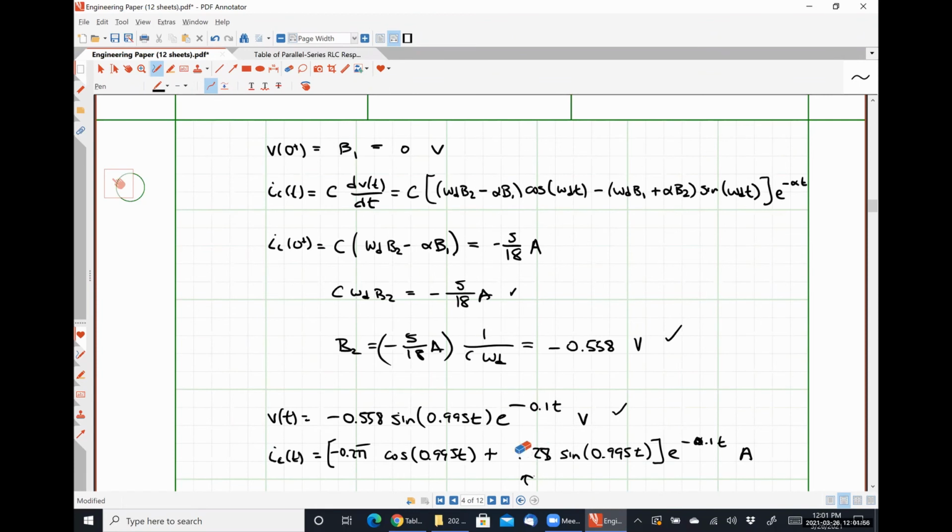Let me double check this answer here real quick. 1/2 times negative 0.1, because it's negative alpha times B2, which I have stored as x. All right, so that one was correct. 0.028. All right, so that's IC. That guy all works out. And we will verify it using LT Spice.